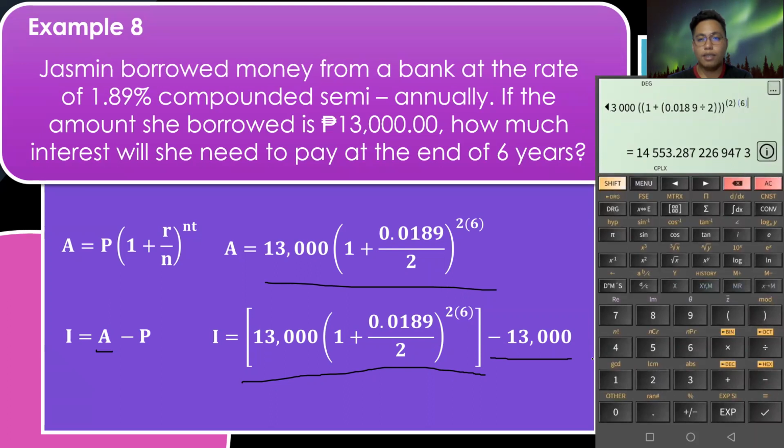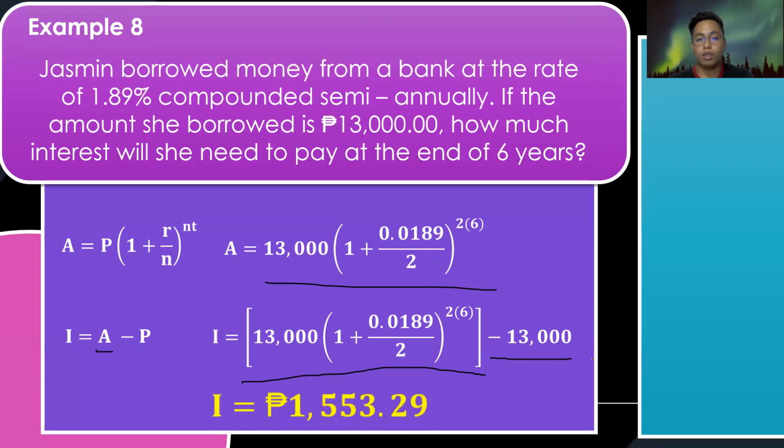And then after that, I'm going to group the whole future value because I need to subtract it by 13,000. You may use the cursor there beside the menu and then minus 13,000 pesos. There. So we will obtain 1,553 pesos and 29 centavos. So you have to round it off. That's the amount of interest.